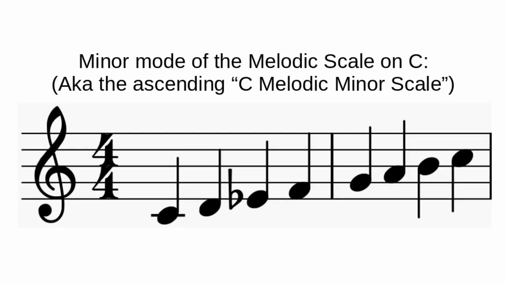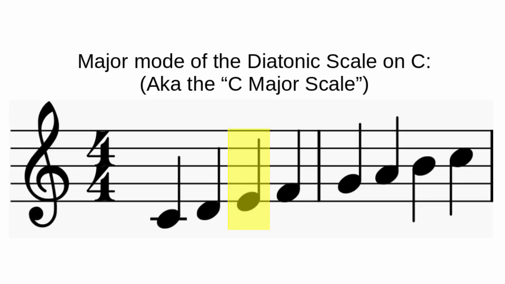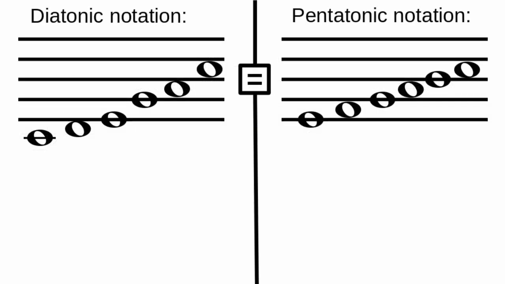And the minor mode of the melodic scale can be thought of as the major mode of the diatonic scale with a flatted third. If we approached modifying the pentatonic scale from a diatonic perspective, we may be inclined to, say, alter the second note in the scale using a diatonic sharp or flat, giving us something like C, D sharp, E, G, A, C.